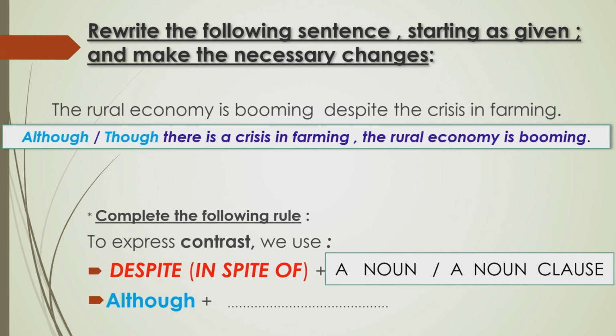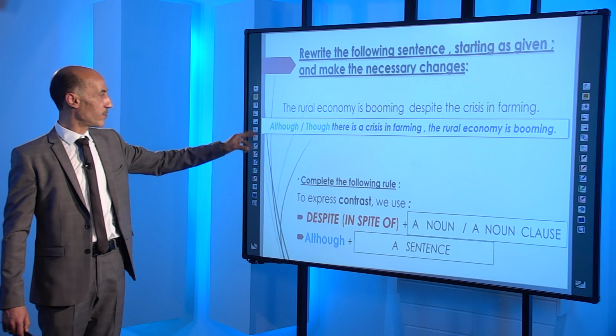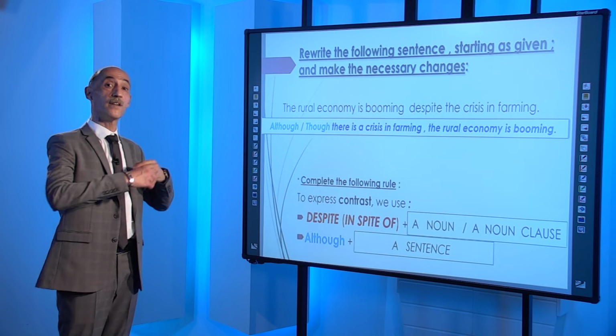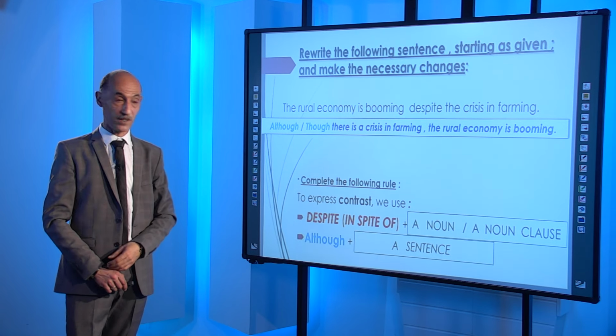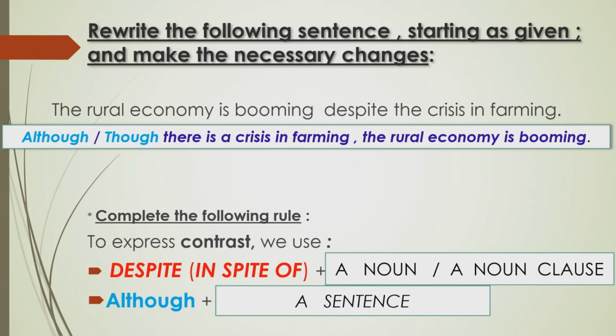However, if I focus on although in this second sentence that expresses the same function, we'll notice that we have a sentence. There is a crisis in farming. It's a complete sentence, but it is part of another complete sentence expressing contrast. So although here is used with a sentence which is complete, and it is a part of another complete sentence.